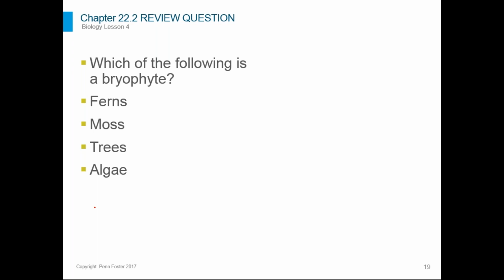So quick review, which of the following is a bryophyte? So remember, bryophytes are very small because they have to kind of soak up water. They can't grow tall because they don't have vascular tissue. So it's not going to be ferns and it's not going to be trees. But bryophytes are multicellular plants, and they do grow on land. So it's not algae either. So bryophytes would be mosses.